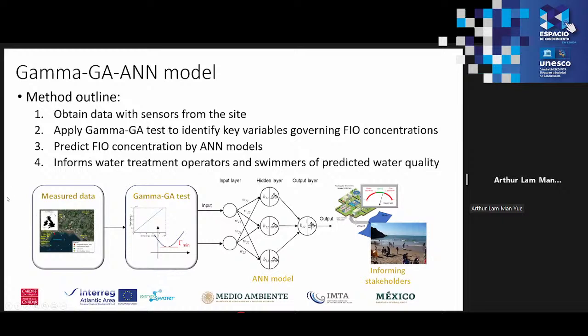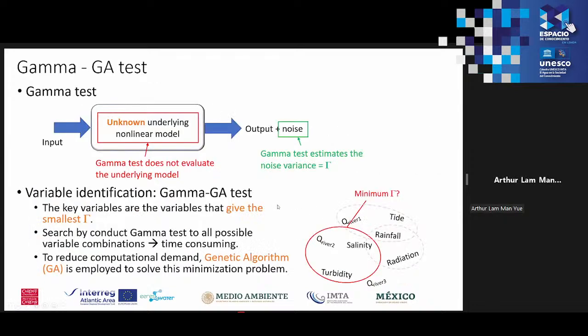This is the method outline. We first get data, and then we do Gamma GA tests to identify the important variables that govern the process. Then we feed that input into the ANN model, get predictions, and inform the water treatment operators and swimmers. So here is the Gamma test for an input and output plus noise system governed by an unknown nonlinear model. The Gamma test is capable of obtaining a noise variance, gamma, without needing to know the underlying model.